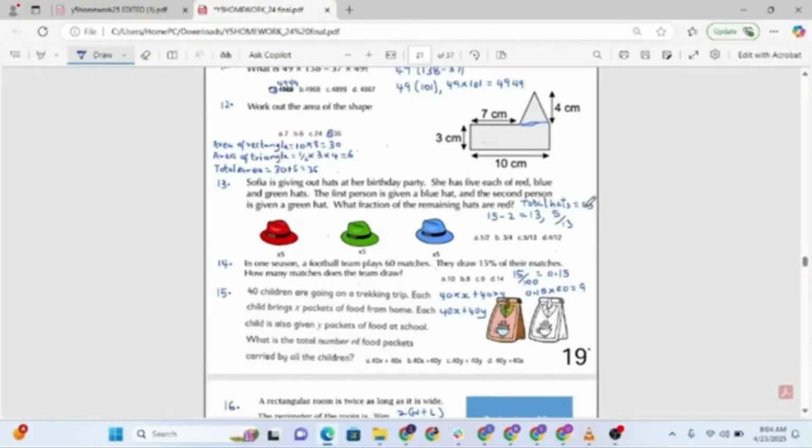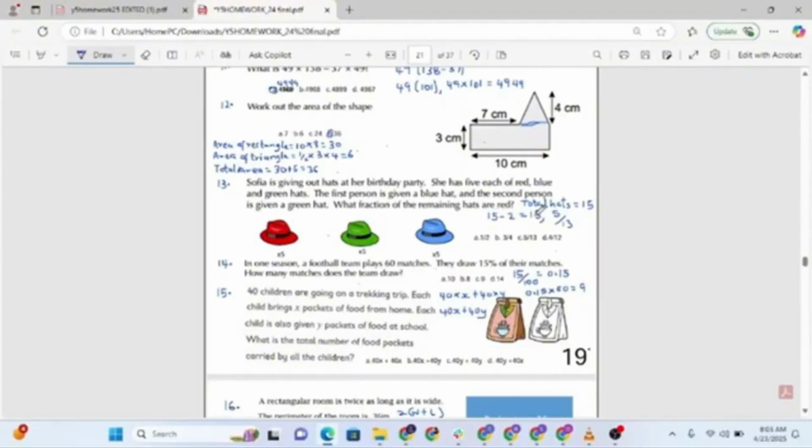After the first person is given a blue hat, the number of blue hats becomes 4. After the second person is given a green hat, the number of green hats becomes 4. The number of red hats remains unchanged at 5. Now, calculate the total number of hats remaining. Originally, there were 15 hats, and 2 hats have been given away. 15 minus 2 equals 13 hats remaining.